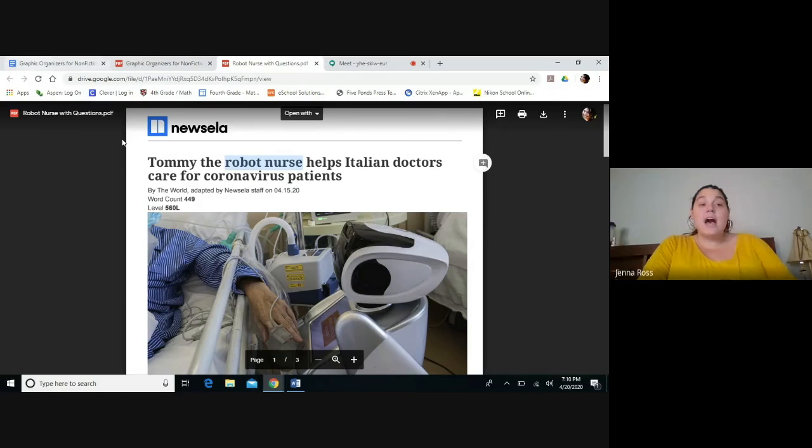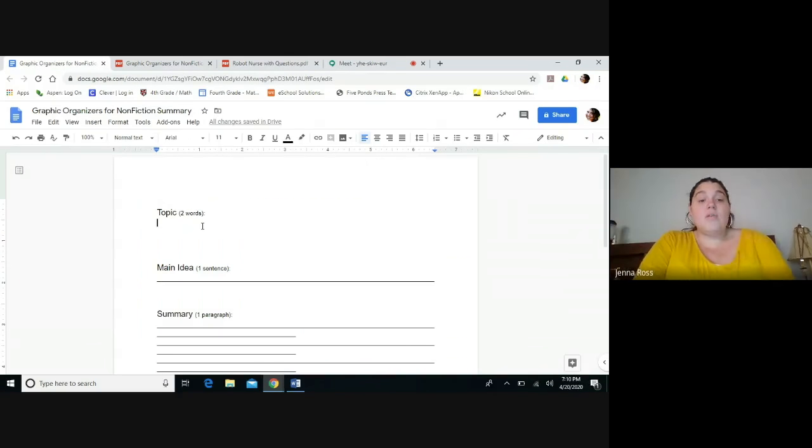So for topic, I'm going to write robot nurse. Okay, because that's what the passage is talking about. That's the general idea. Now, we don't get anything specific about robot nurse. We don't know yet what specifically they're talking about with the topic, but at least we know that we're going to be reading about a robot that's a nurse. Okay? So then for main idea, we want to get a little more specific here.